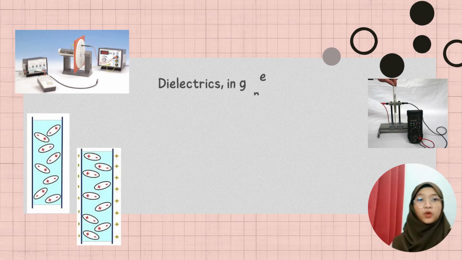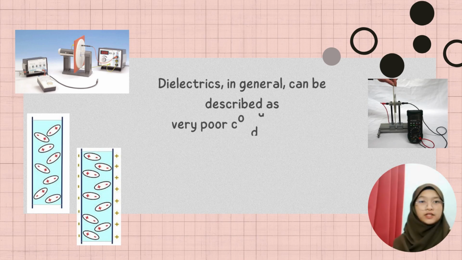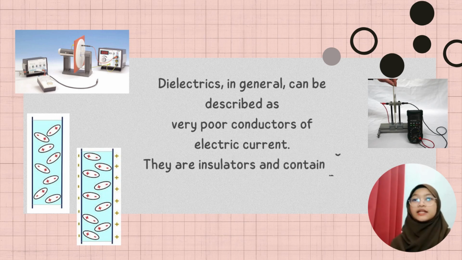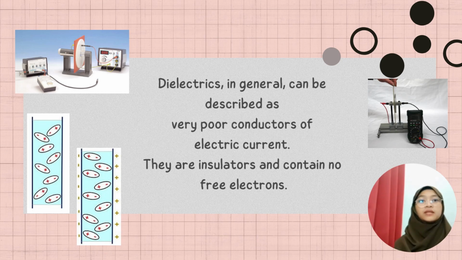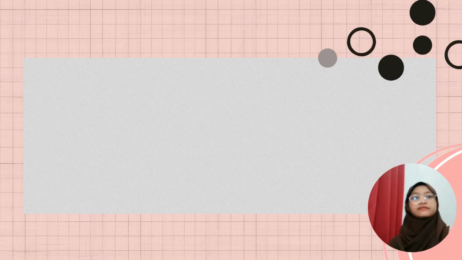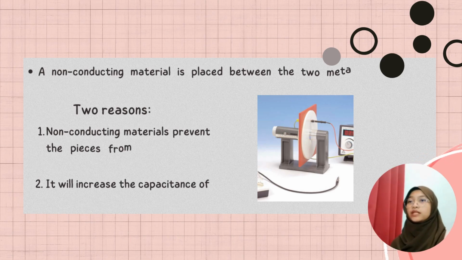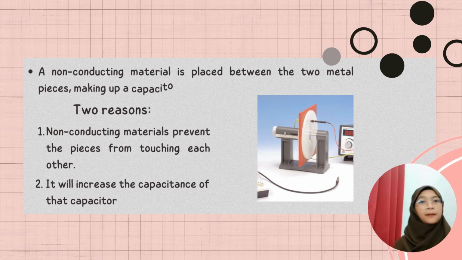For the last subtopic, which is 3.4, dielectric. What is a dielectric? A dielectric can generally be described as a very poor conductor of electric current. They are insulators and contain no free electrons. Basically, a dielectric could be any non-conducting material or insulator such as paper, glass, rubber, and so on. A non-conducting material is placed between the two metal pieces making up a capacitor.